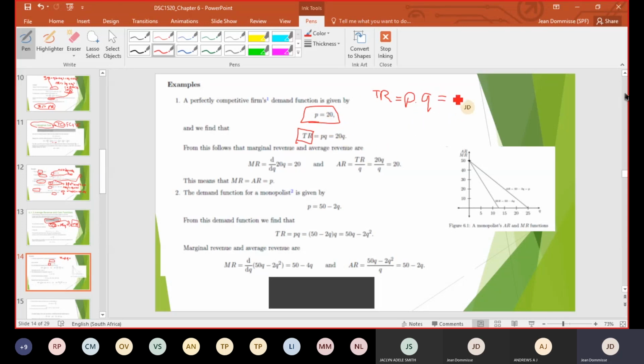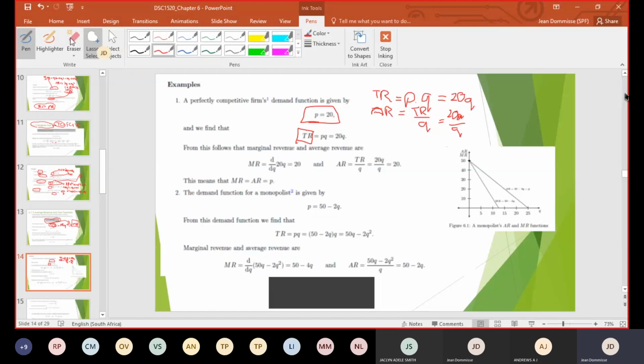But if we substitute the 20 in, we get total revenue is equal to 20 divided by Q. So now if I said to us work out the average revenue, we know average revenue is total revenue divided by Q. So for this one, it would have been a simple calculation of 20Q divided by Q. So just imagine that was Q.